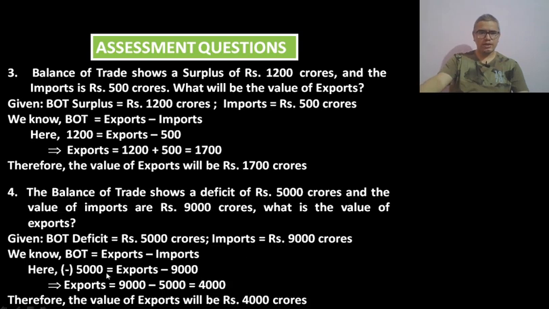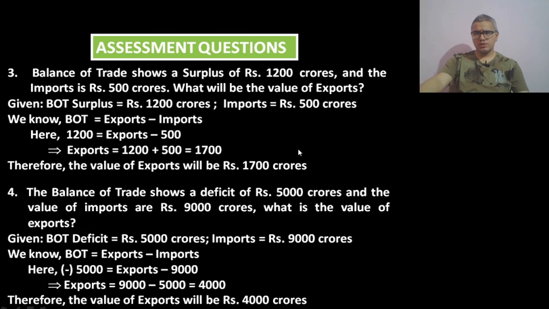Here you have to remember one thing: whenever surplus is given, you don't have to mention the sign over here because it is understood that it is plus, and whenever deficit is given, you have to write minus over here so that the calculation becomes easier. Otherwise, if you don't write the sign over here, you would have done minus 9,000 and this plus. So 5,000 minus 9,000, you would have got minus 4,000 as the answer. So it would have been a wrong answer. So always remember, whenever deficit is given, you have to mention minus in balance of trade.